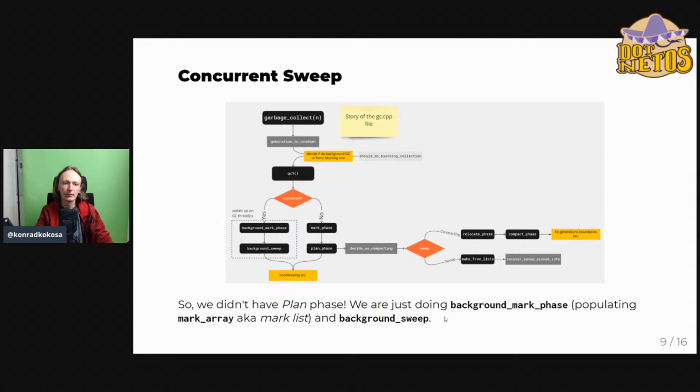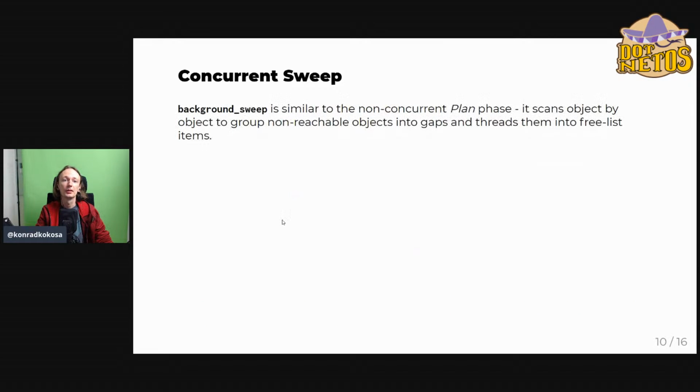How is this background sweep working? After the background mark phase, we have populated all the data in the mark array, and the background sweep kicks in. The background sweep is pretty similar to something done in the non-concurrent plan phase, because it is just scanning object by object to group those which are unreachable into gaps and turn those gaps into free list items.